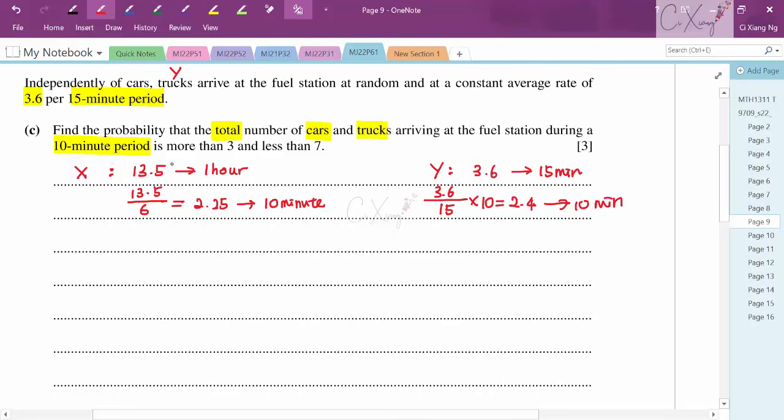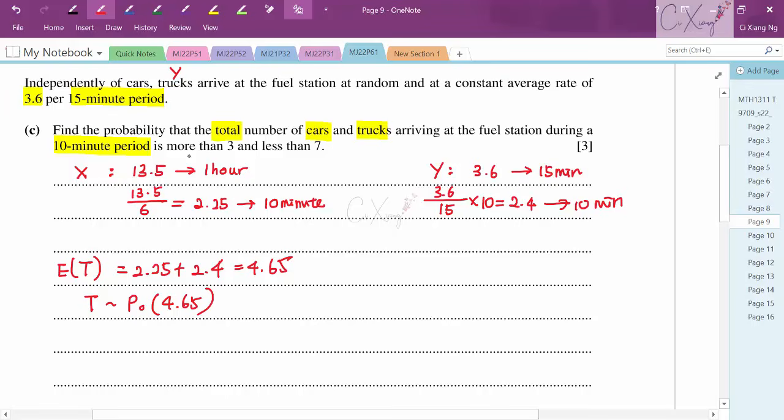Then now, when you want to calculate the total number of cars and trucks, so the total you can write out as T. So what is the mean for T? So the mean for T, generally you are adding the X with the Y together, where you are having 2.25 plus 2.4, and it is equals to 4.65. So this is actually your new lambda. So you can write out again, T is Poisson distributed with the lambda 4.65.